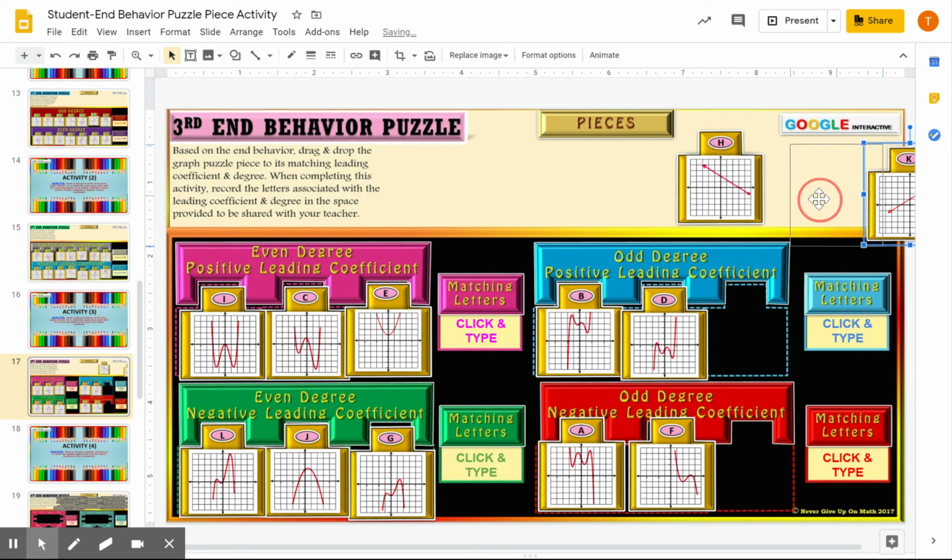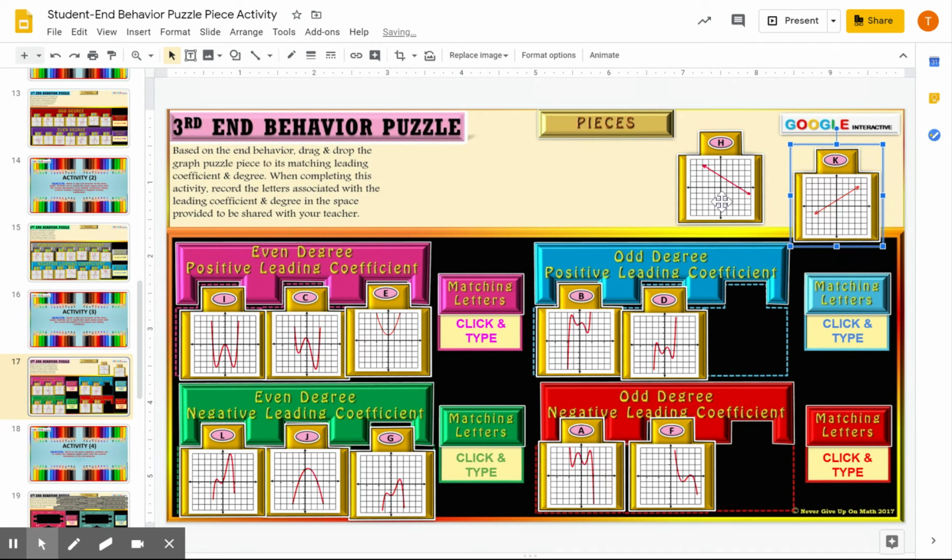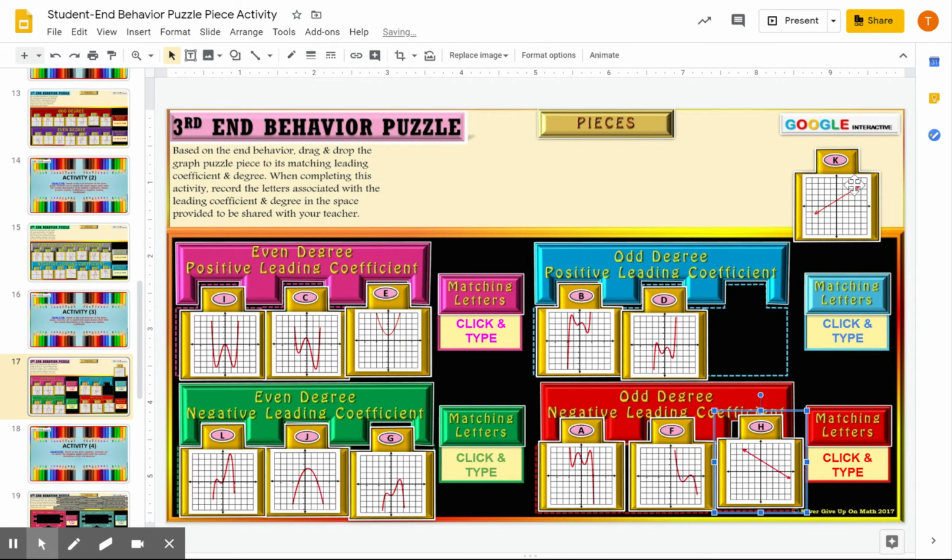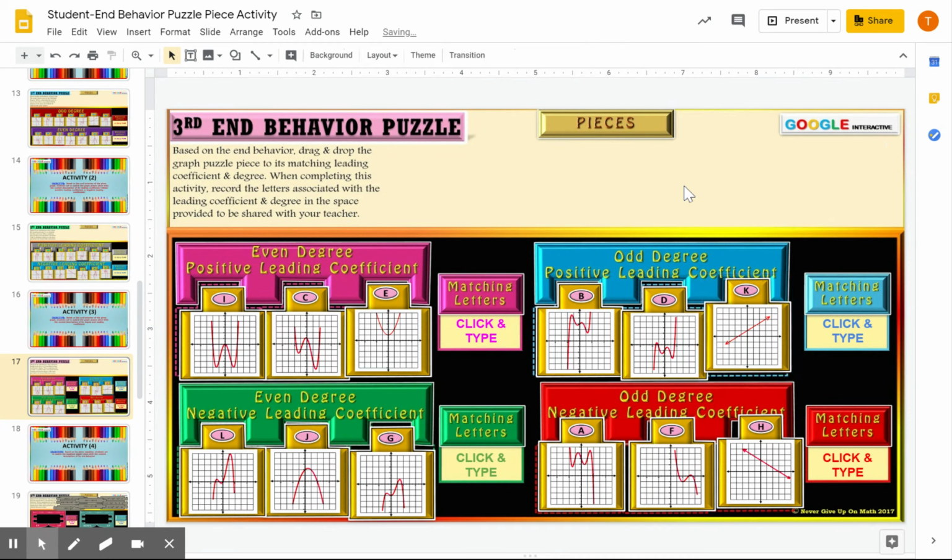All right, and these last two linear graphs, one is headed down on the right, H, so that is going to go with negative, and K is headed up on the right, so that is going to go with positive. All right, and that is how you determine specifically if something is even, odd, positive, or negative. Those are the 4 different types, specifically from graphs.